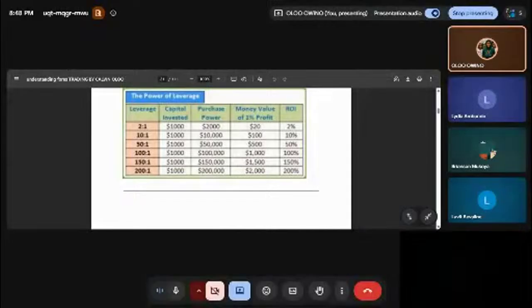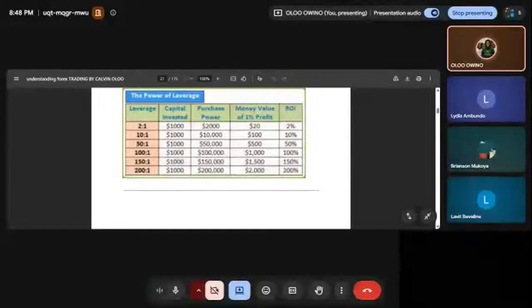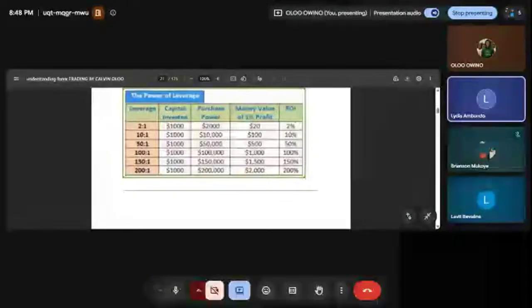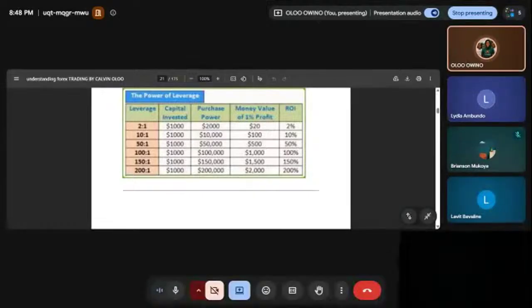A leverage of 1:2. You invest a capital of $1,000, your purchasing power becomes $2,000. If you make a profit of 1%, you make $20. Your return on investment will be 2% after you have invested $1,000. $20 is 2% of $1,000. Have you got that concept there? Lydia, umepata your concept? Nimepata.